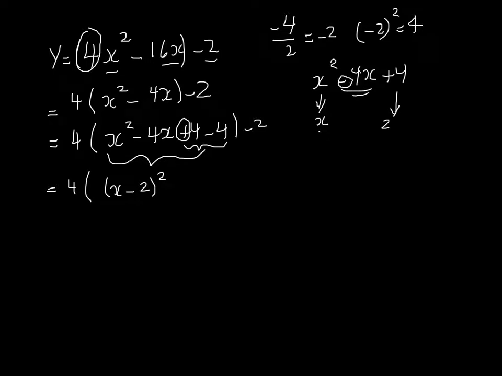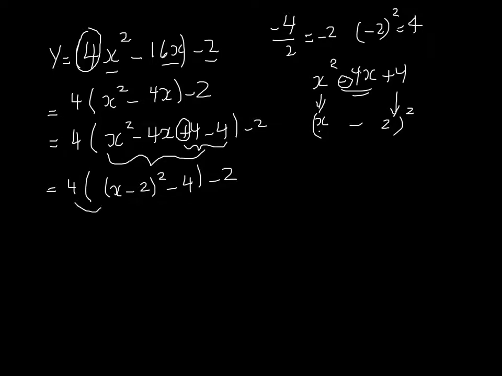Since you have a negative here, I put a negative here, and this is going to be squared. So x minus 2 squared, which is a complete square. And then here we are going to be left with a negative 4 because we didn't involve it with the first 3 terms, and then minus 2.